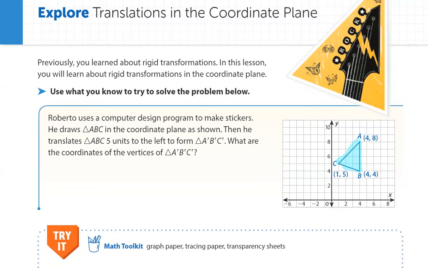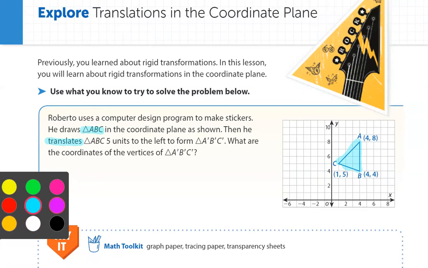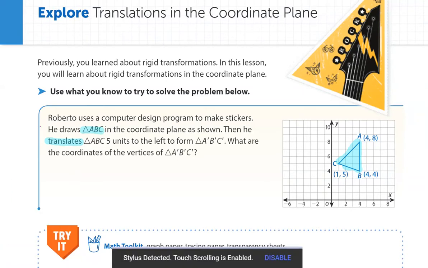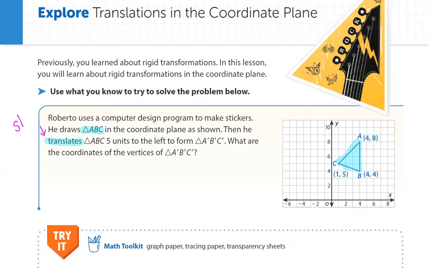Okay, so Roberto here uses a computer design to make stickers. He draws triangle ABC in the coordinate plane as shown, and then he translates, remember that means slides. Let's put a little note there for ourselves. Remember, we put a lot of notes in our book so that we don't need a separate notebook. So the translation, remember, that's the slide. Not going to flip, not going to rotate, just slide. And he's going to translate ABC 5 units to the left.